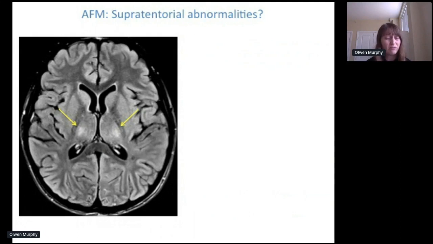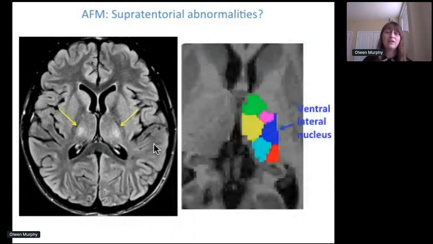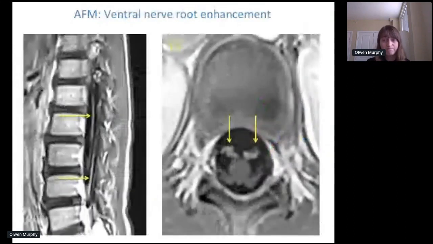This was even in the very acute setting, within, I believe, 48 hours of neurological onset. Interestingly, the area of the thalamus that appears to be involved in this patient, I believe, is the ventral lateral nucleus of the thalamus, which of course is the motor relay center in the thalamus. And notably, some historical post-mortem studies of poliomyelitis patients did describe lesions in the deep grey matter in some patients, particularly in the motor relay areas.